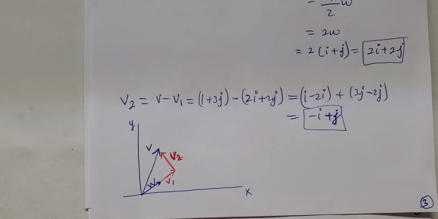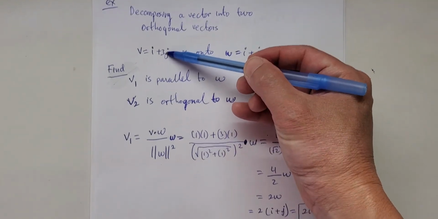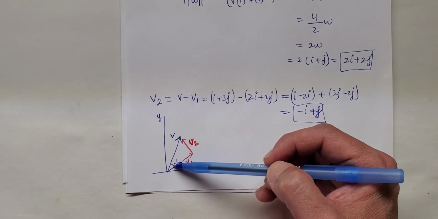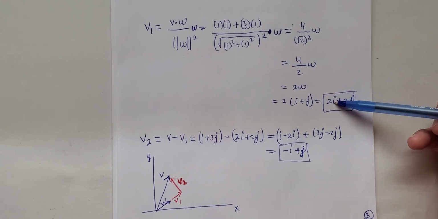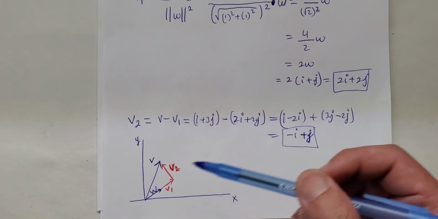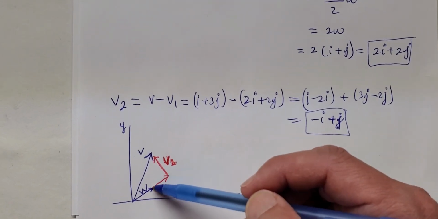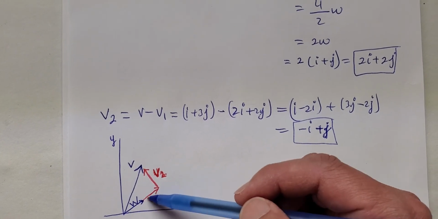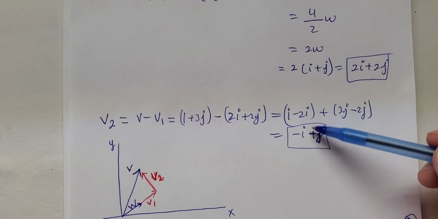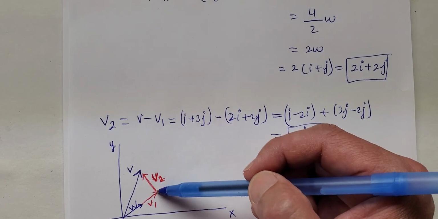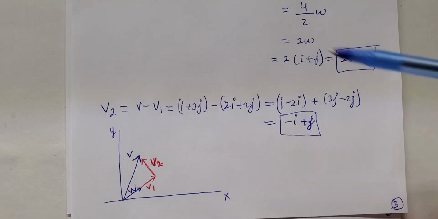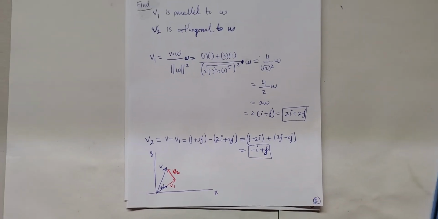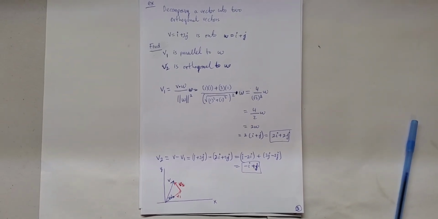One more time. Here's V, there's W. V sub 1 is the vector right here where I'm circling. This vector is in the same direction and parallel to W. V2, right here where I am circling, is perpendicular to W. I hope the graph helps you understand a little bit better. Let me zoom out so you can see the entire example of this.